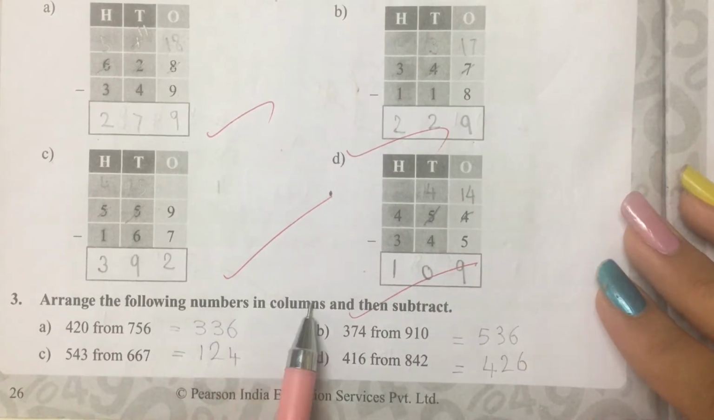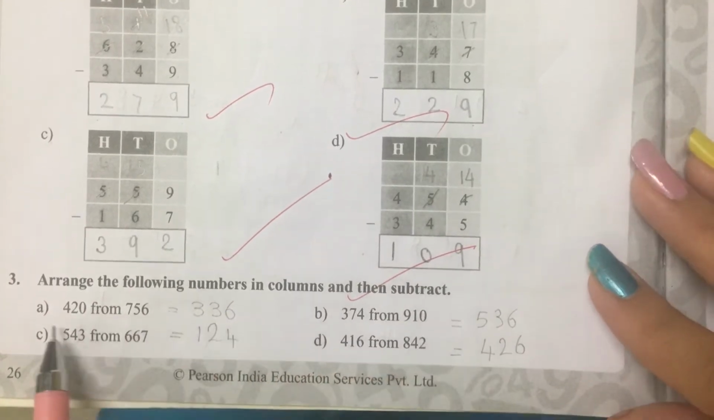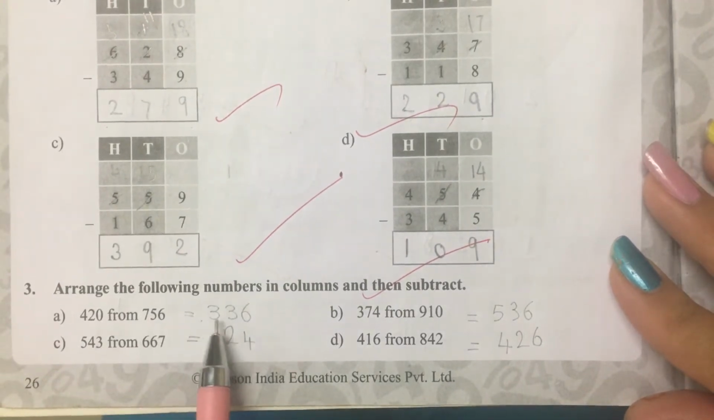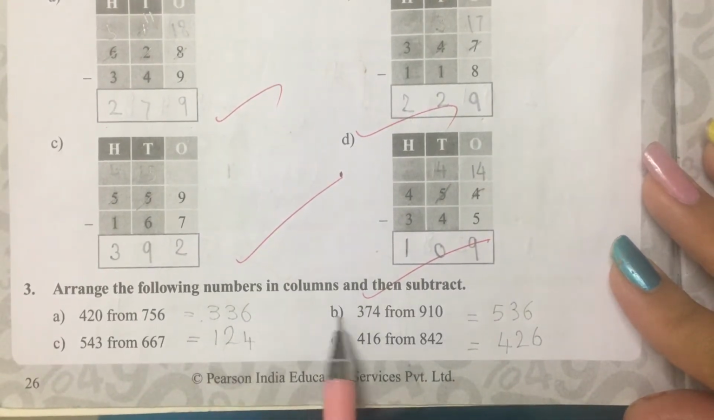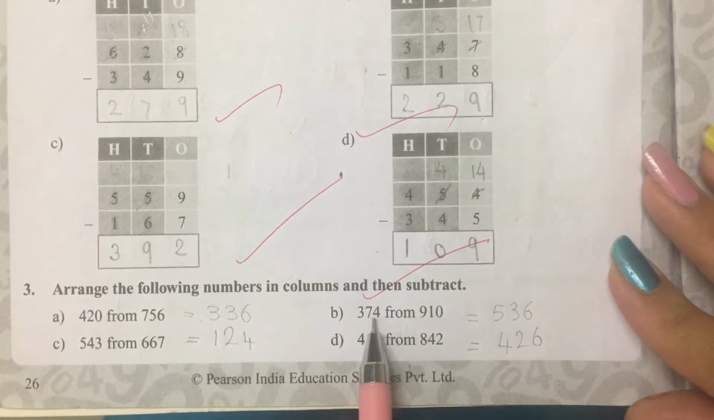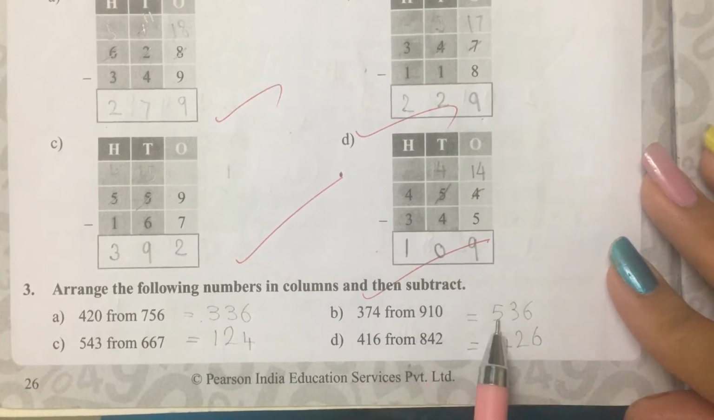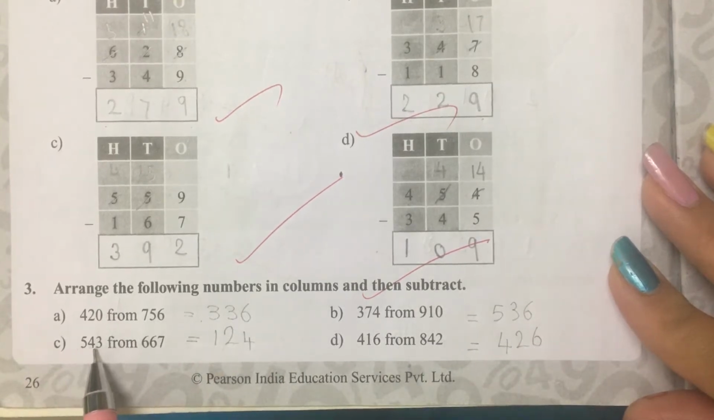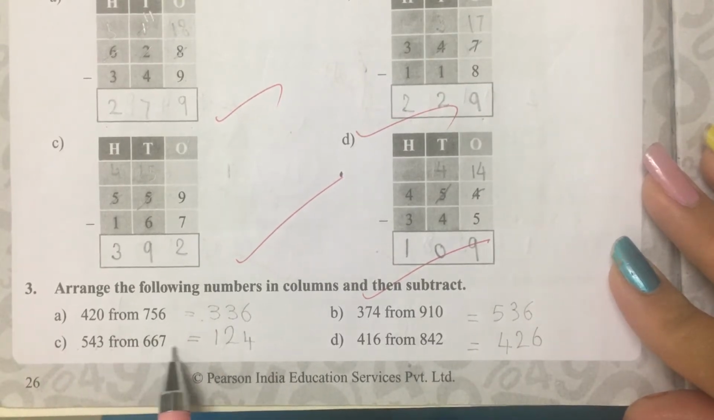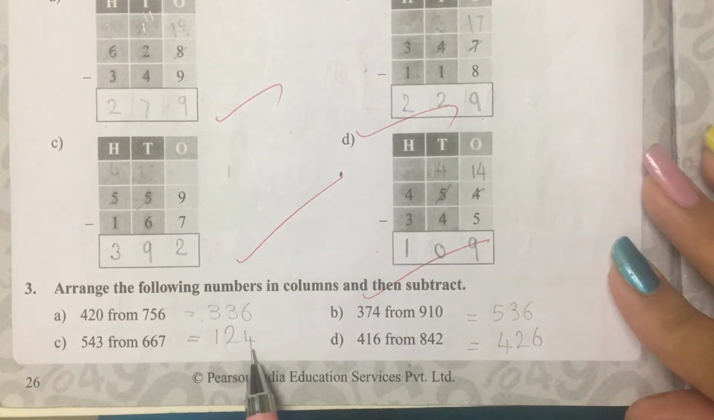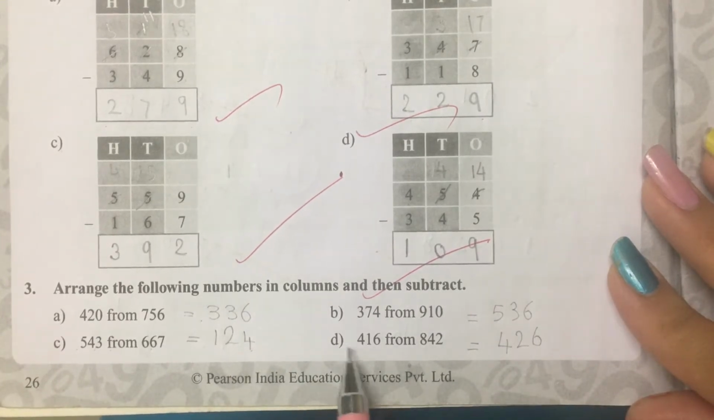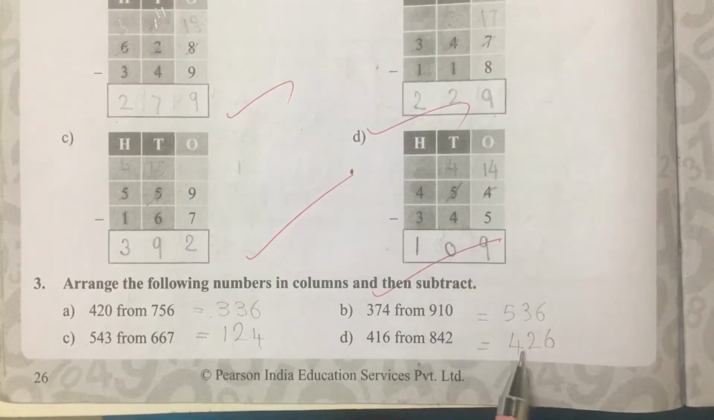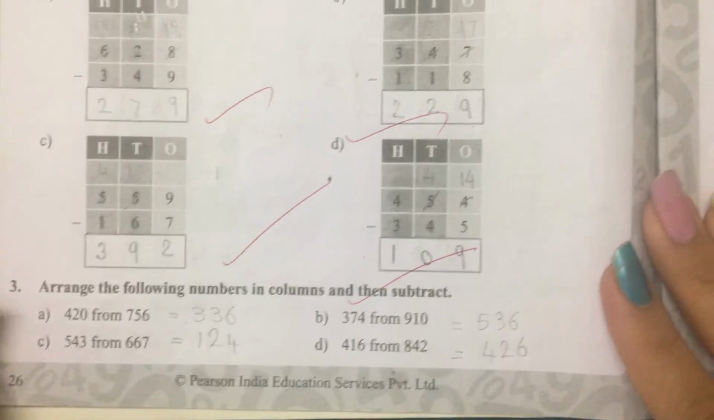Arrange the following numbers in columns and then subtract. A. 420 from 756. Answer is 336. B. 374 from 910 and the answer is equal to 536. 543 from 667 and the answer is 124. And the last one, 416 from 842, the answer is equal to 426.